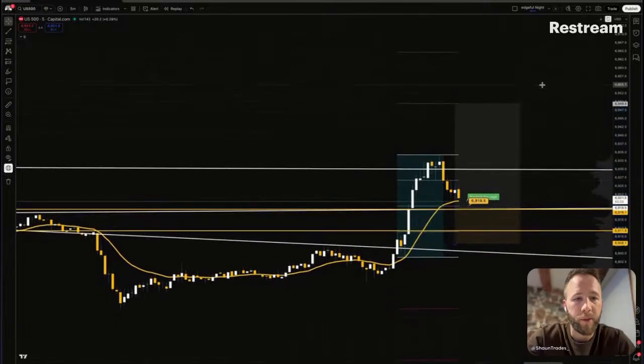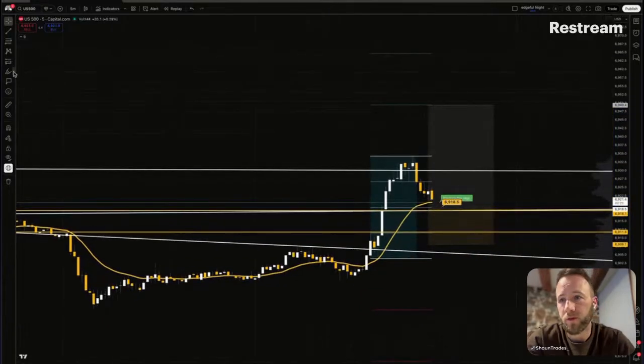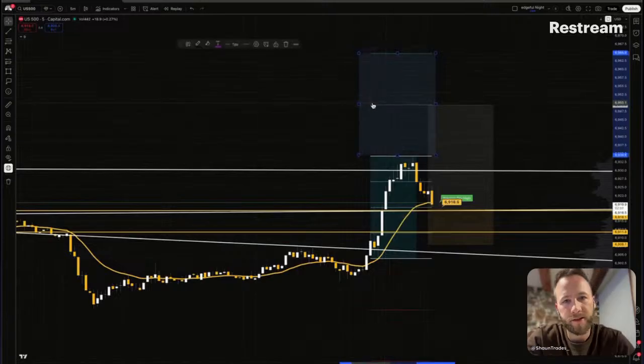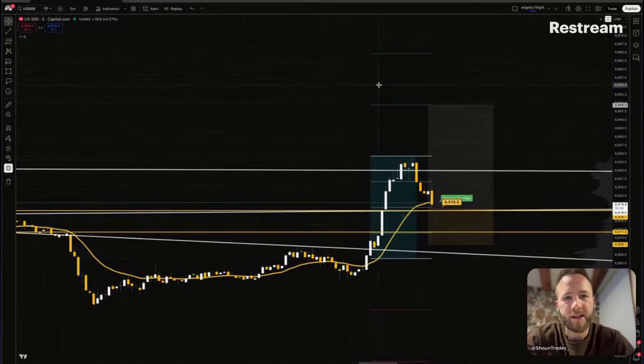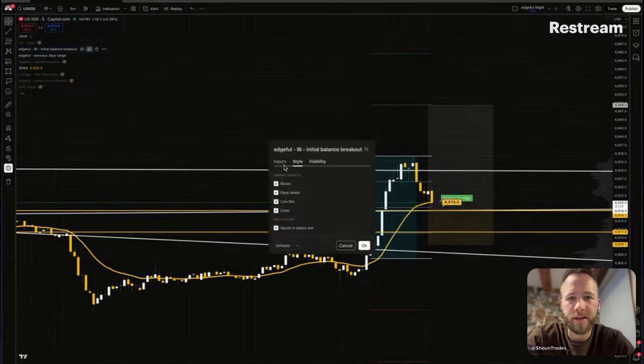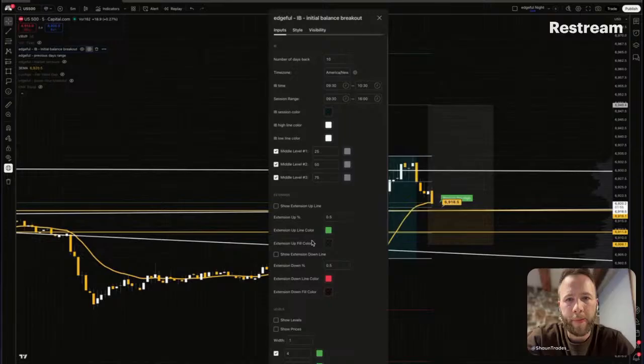which I'm sure you've done the maths by now, but you can see if we draw a square, this square here, you can see that's the first hour price action. If you drag that up, that's actually another section of the first hour's price action, and it's just halved. The way to activate these is very, very simple. So you can tap into the initial balance breakout indicator, tap on the settings, go on the inputs.